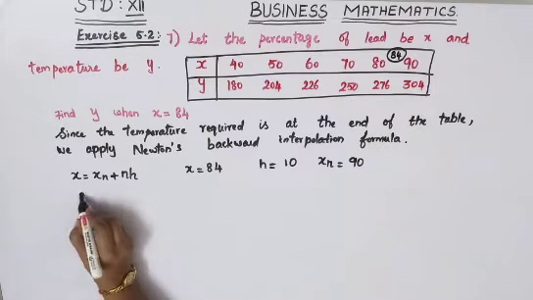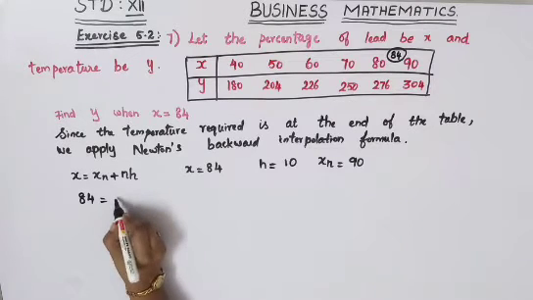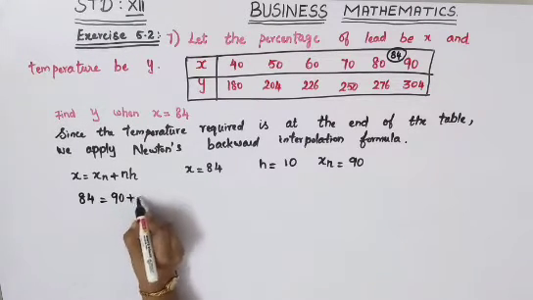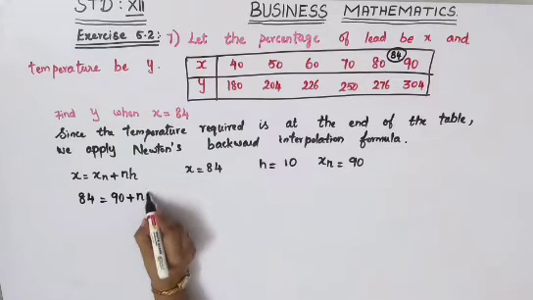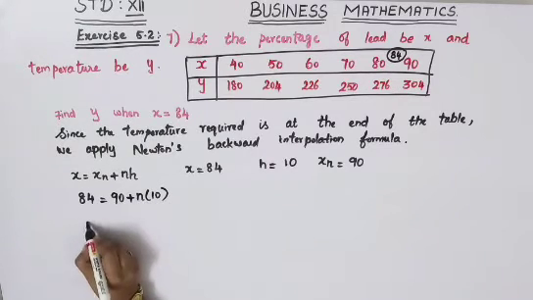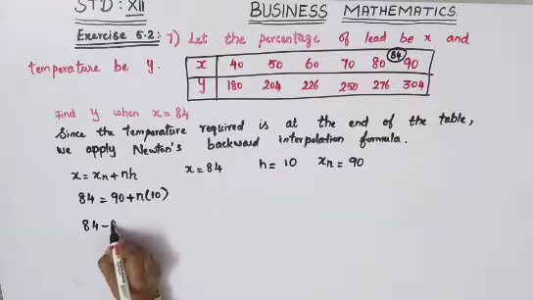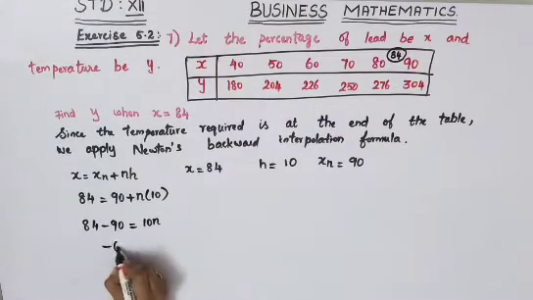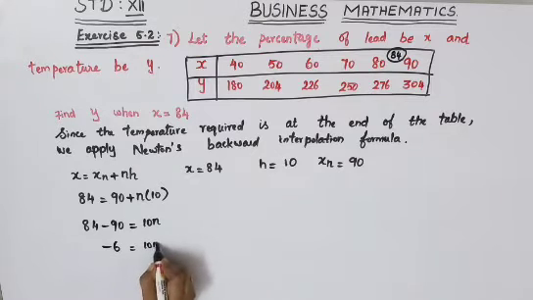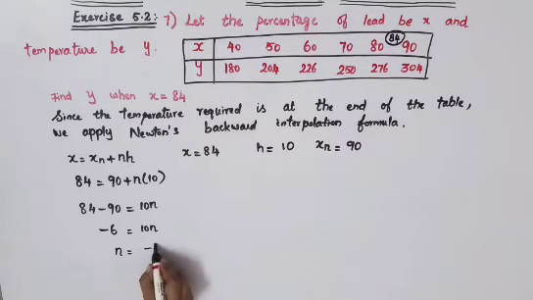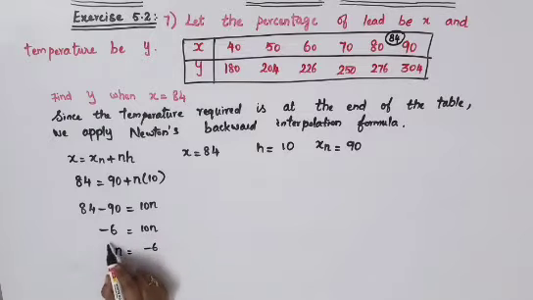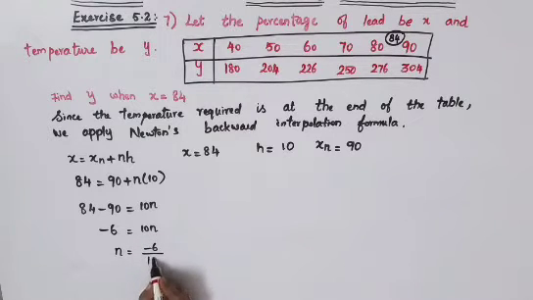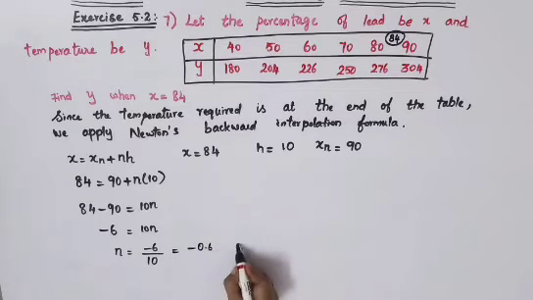So x is 84, which is equal to 90 plus n, leave as it is, your h is 10. So 84 minus 90 is equal to 10n, minus 6 is equal to 10n. Bring this 10 towards your left hand side, it will come to the denominator. So n is equal to minus 0.6.